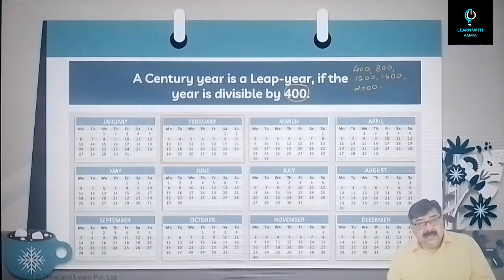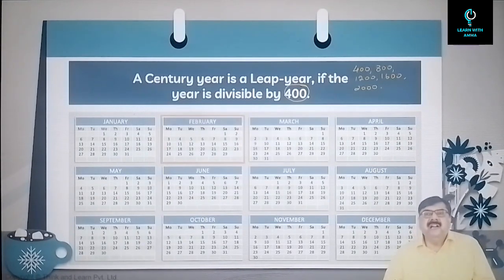Which also means that the years 1700, 1800, 1900, which were century years, but as they are not divisible by 400, hence these years were non-leap years or ordinary years. Whereas 2000 is a leap year because 2000 is a number which is divisible by 400.